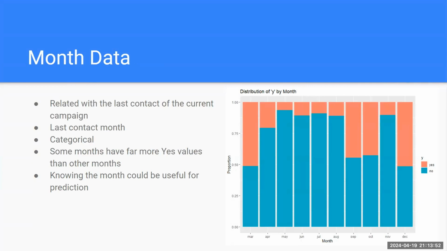So here we are looking at month data. We're looking at the distribution by month. We found that month is related with the last contact of the current campaign. So we can see that some months have far more yes values than other months. And overall, it looks like month could be a useful predictor.